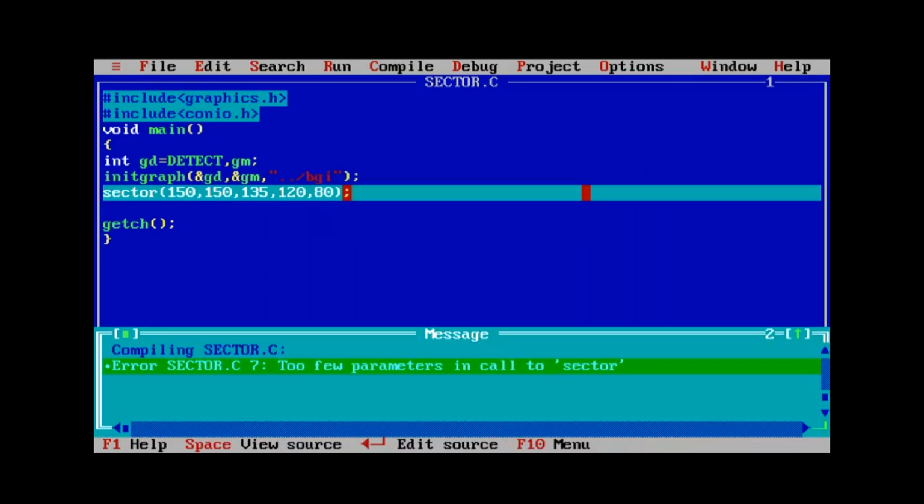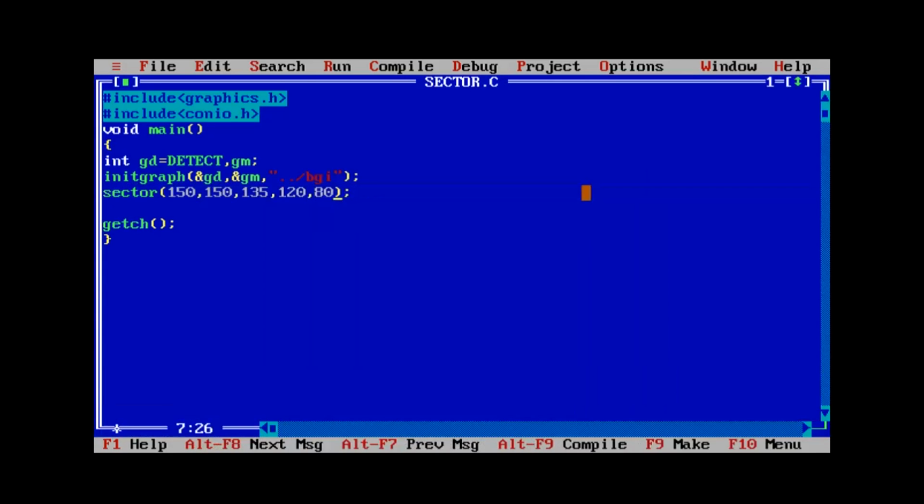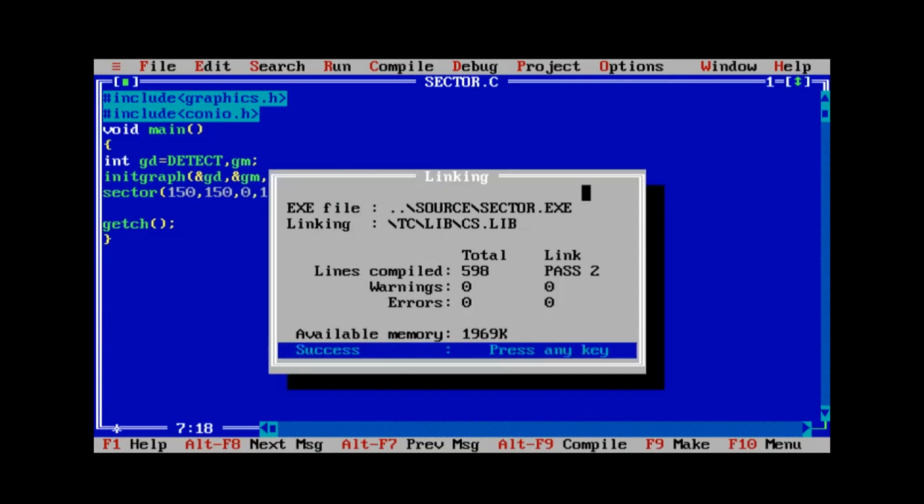Oh, we have an error. We required almost 6 parameters. We didn't fill in the starting angle there. That was a mistake. Okay, now it's a success, and now we got a sector with the starting angle 0 up to 135, and it is filled with the default fill style and color.